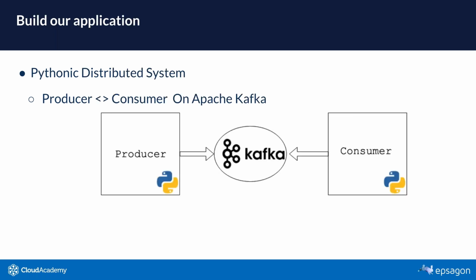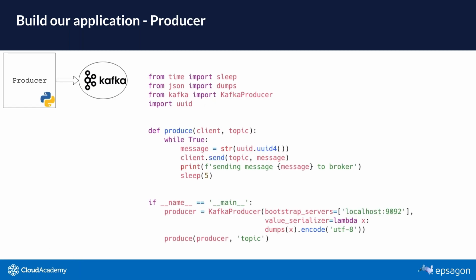So let's start building our application. Like I said, we have a producer and consumer using Apache Kafka, and the only requirement we need for that is installing the Kafka Python library, and that's it. So let's take a look at our producer code.